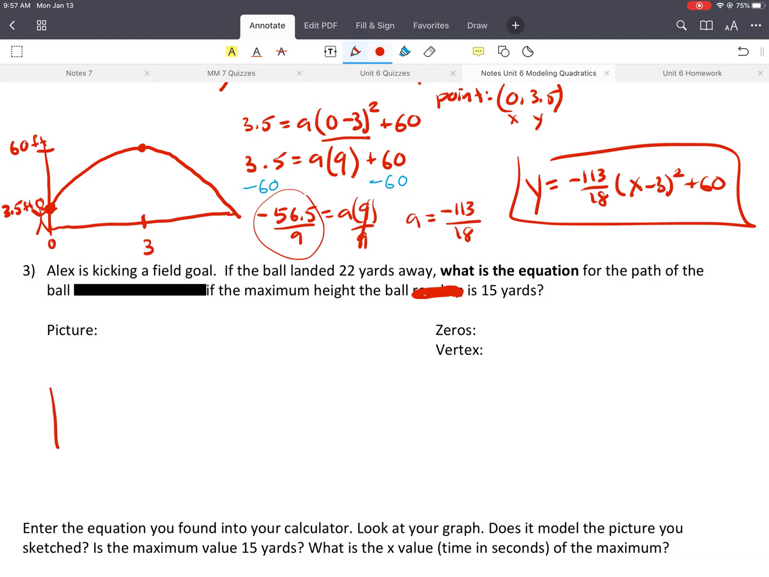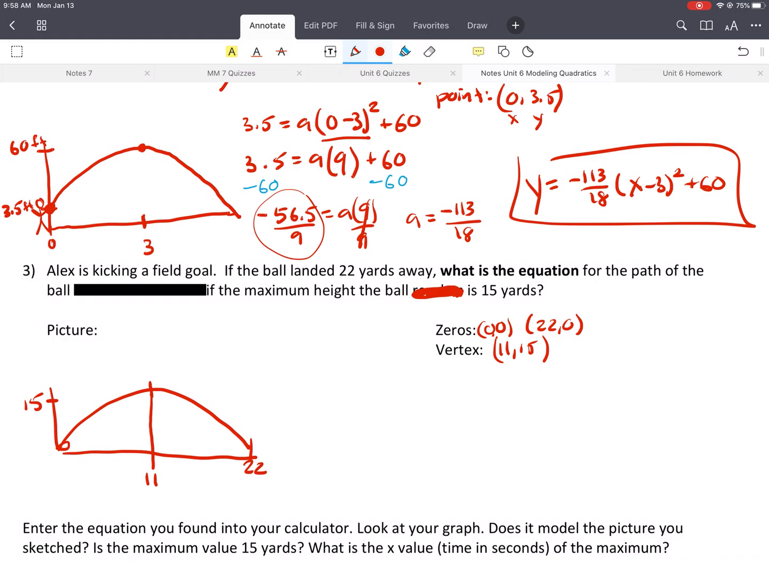So basically, the football starts on the ground, kicks it, comes back. This is 22 yards later, okay? It says the maximum height here would be 15. And just remember that the axis of symmetry is right between those two, and the x value for your vertex is the axis of symmetry, so that would be 11. So they give us a vertex, which is 11, 15. They also give us the zeros, which would be 0, 0, and 22, 0.